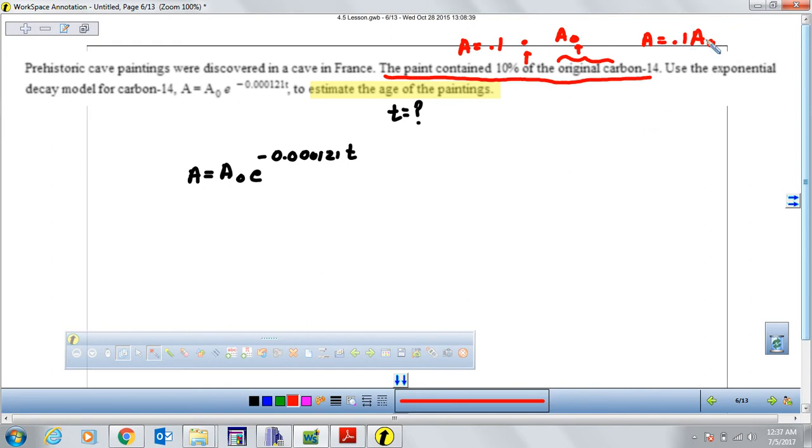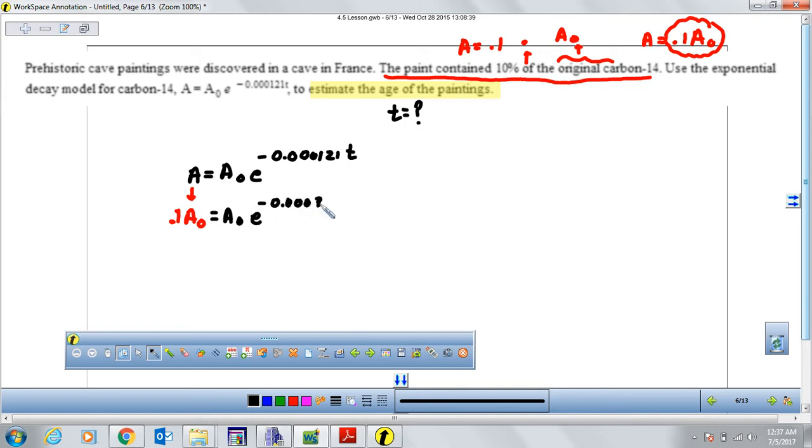That means 10% of the original. So we already know right here that A is equal to 0.1 A sub 0. So we're going to replace that into the A. 0.1 A sub 0 equals A sub 0 times E raised to the negative 0.000121 times T.